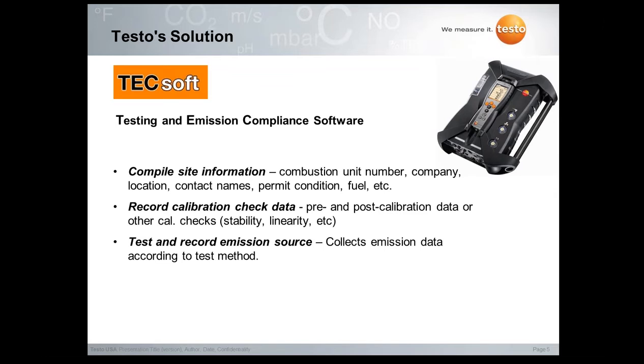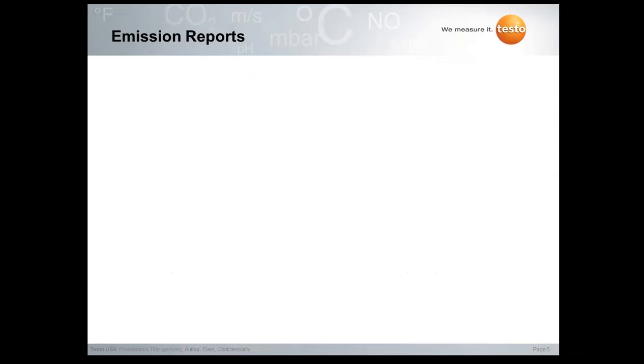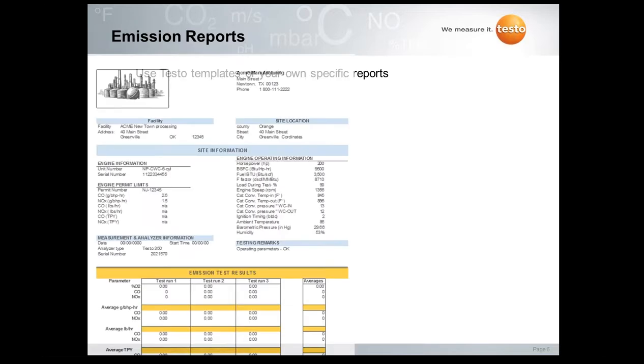It will compile the site information about the combustion unit, the company name, contact names, and all that information that's needed. It records all the calibration check data, the pre and post calibration data, and other stability and linearity tests if required. It'll record the emission test and collect the data according to the method, and finally generate an emission report. So it manages all the data, those thousands of points, and transfers them all into a final emissions report. So that's what TECSoft does.